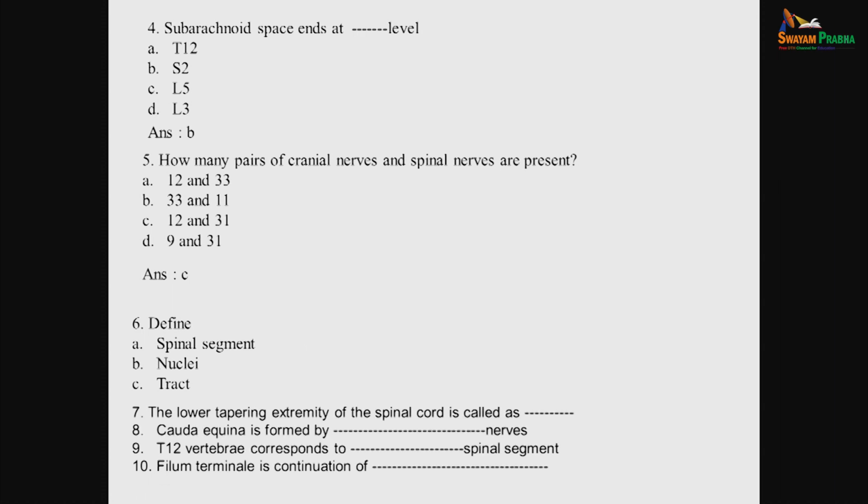Next question is, the lower tapering extremity of the spinal cord is called what? It is called conus medullaris. Next we talked about cauda equina. So, the cauda equina is formed by which nerves? Lower 4 pairs of lumbar nerves, 5 pairs of sacral nerves and 1 pair of coccygeal nerves.